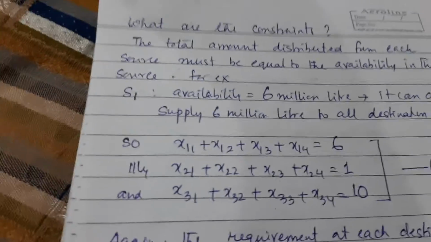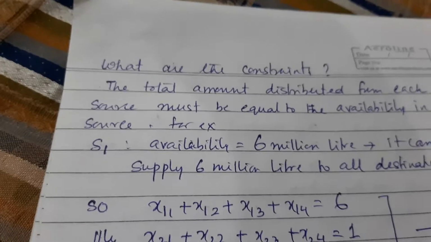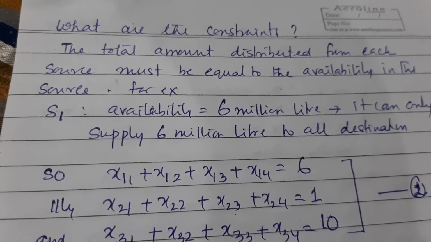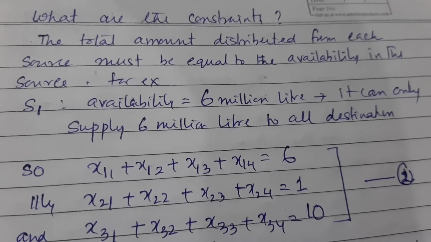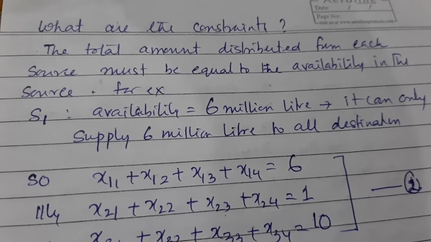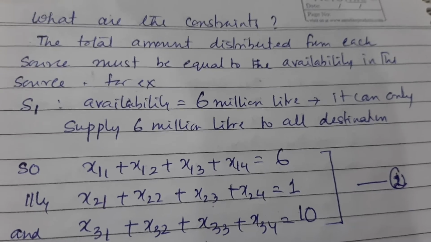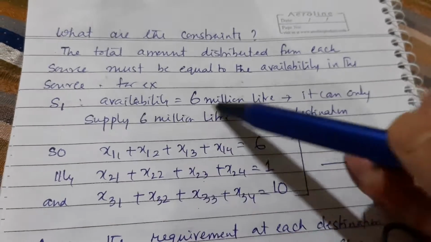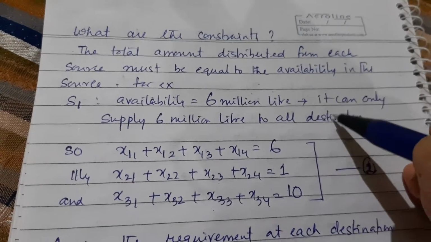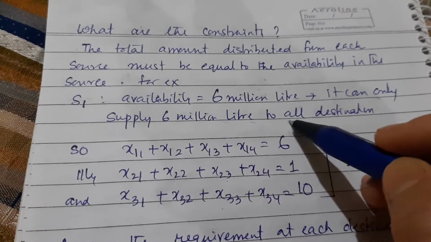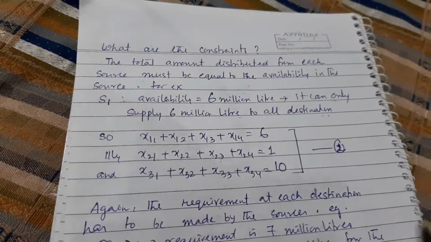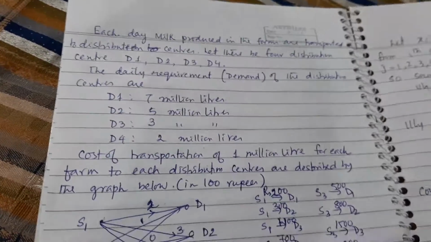Now this is your cost function, this is your objective function. Now, what are the constraints? Because every LPP has to have some constraints. The total amount distributed from each source must be equal to the availability of the source. For example, S1 availability is 6 million liters, as I have said. It can only supply 6 million liters to all the destinations. What are the total amounts sent from S1 to all the destinations?